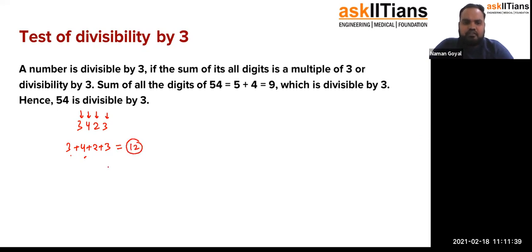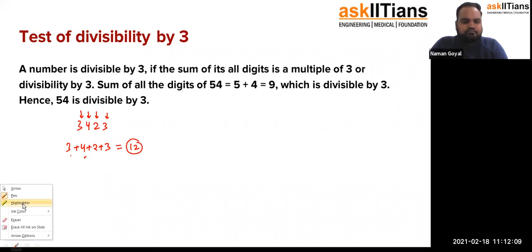If the sum is divisible by 3, then the number is also divisible by 3. If the sum is not divisible by 3, then the number is not divisible by 3. So the test of divisibility by 3 is what? We have to check the sum of the digits given in the number. If the sum is divisible by 3, then the whole number is also divisible by 3, right? A number is divisible by 3 if the sum of all the digits is a multiple of 3 or divisible by 3.